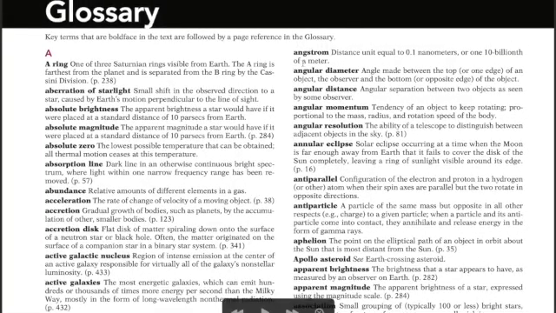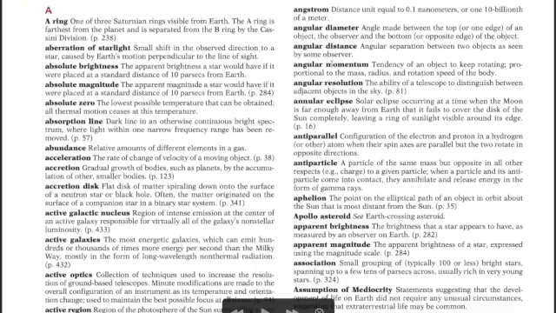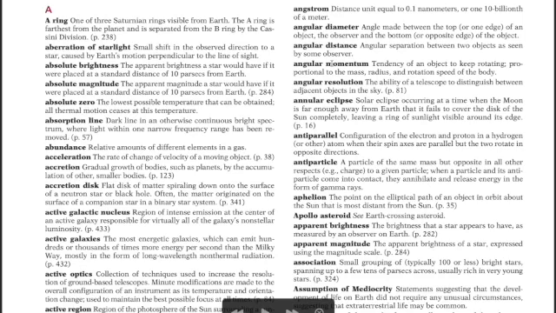Next is angstrom. Angstrom is a distance unit equal to 0.1 nanometer, or one tenth of a billionth of a meter. So the angstrom is the unit which is used to measure very small distances. So 1 angstrom equals 10 to the power minus 10 meters.